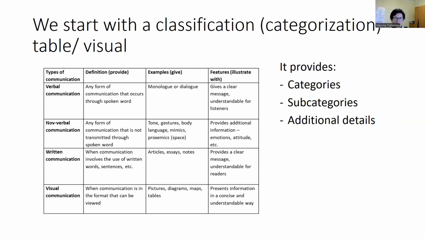Let's review the classification table that we have already studied. We see that there are different types of communication, and this table provides us with categories, subcategories, and additional details. So we can describe each of the types using simple sentences like: verbal communication is any form of communication. Verbal communication is monologue and dialogue. Verbal communication gives a clear message.